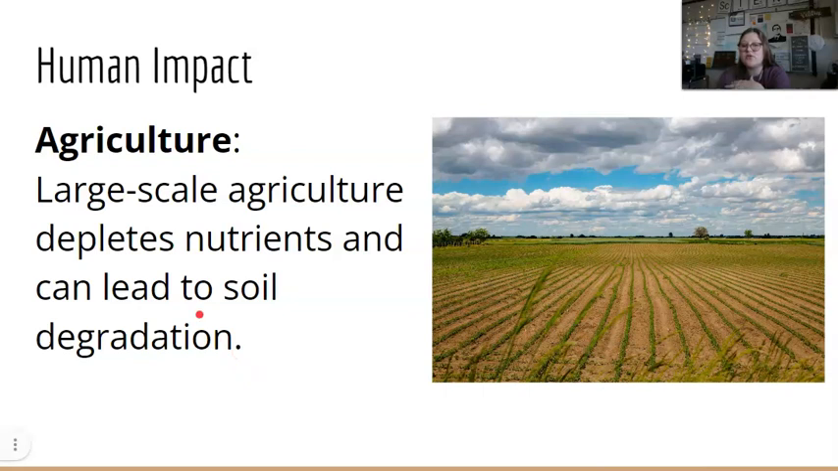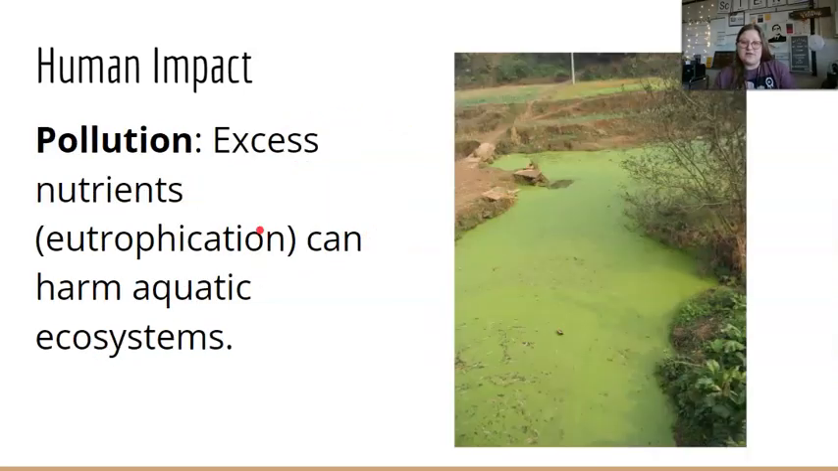Agriculture is another big one. So large-scale agriculture depletes nutrients and can lead to soil degradation. When we plant crops like this on big patches of land, and it's a monoculture when we plant one thing, that crop is just going to take and take and take all of the nutrients that are there, and eventually it kills the soil. We'll talk about agriculture in an entire unit, basically, but just know that common agriculture is killing the soil, which in the future is going to reduce that primary productivity.